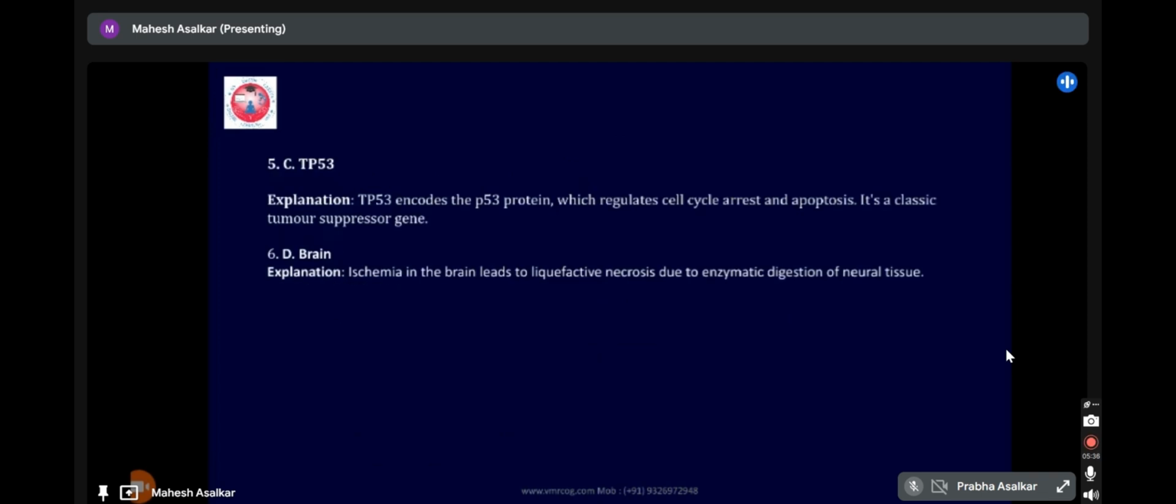TP53 is the answer for question number 5. TP53 encodes the p53 protein, which regulates cell cycle arrest and apoptosis. It's a classic tumor suppressor gene. And for question 6, option D, brain, is the answer. Ischemia in the brain leads to liquefactive necrosis due to enzymatic digestion of the neural tissue. Now we'll go with questions 7 and 8.